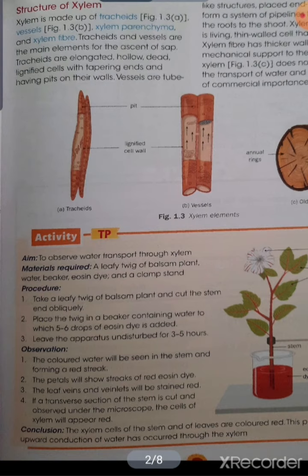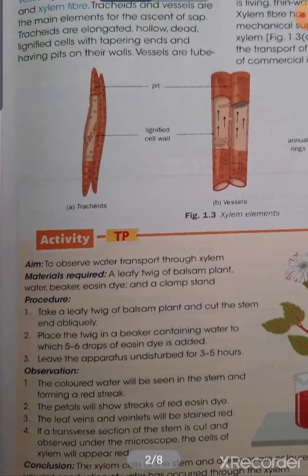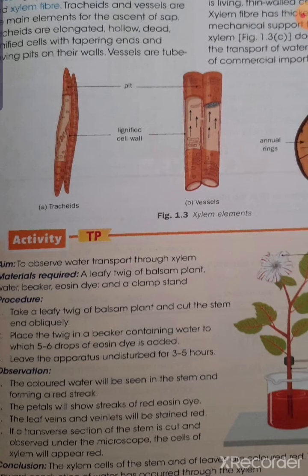You can see the xylem is made up of four types of things. What are they? That is trachea, xylem vessel, xylem parenchyma and xylem fiber. So the xylem tissue is made up of tracheids, vessels, xylem parenchyma and xylem fiber. You can see in this diagram, these are different parts of the xylem. These parts combine and form the proper xylem tissue.